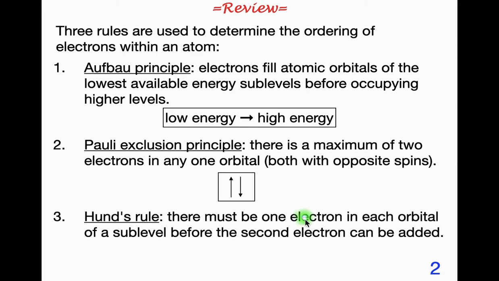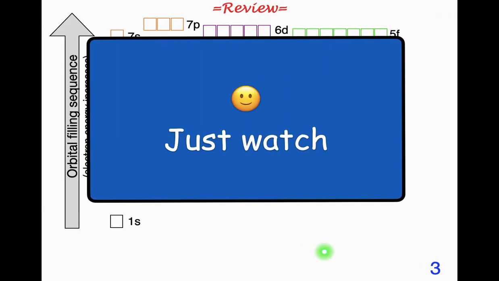Hund's rule. There must be 1 electron in each orbital of a sublevel before the second electron can be added. So if we were to look at the p sublevel, we would find that if we had 3 electrons, each one of those electrons would occupy 1 of the orbitals before a second one would be added to any of them. So go 1, 2, 3, 4, 5, 6. Hund's rule.